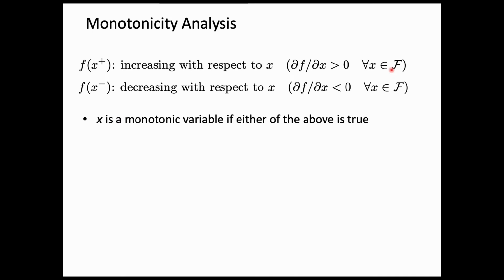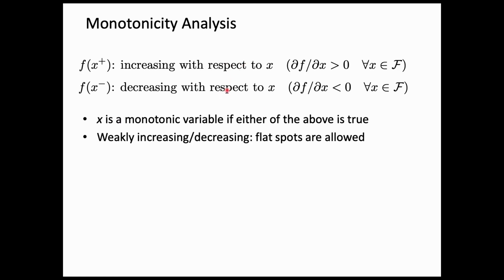Now remember, earlier we were talking about flat spots. Would this allow a flat spot? In this definition, because this is a strict inequality constraint, this would not allow flat spots. The similar definition down here describes a monotonically decreasing variable. And we can say that x is a monotonic variable if either of the above is true. And this is a one or the other thing.